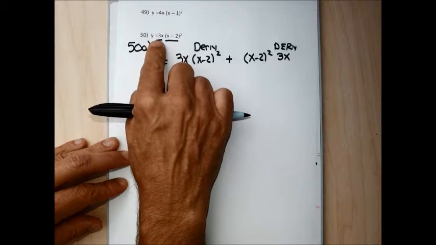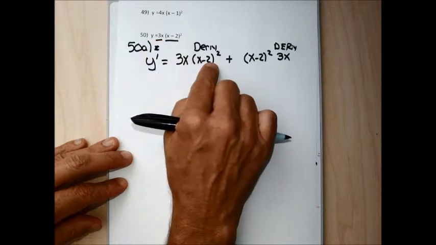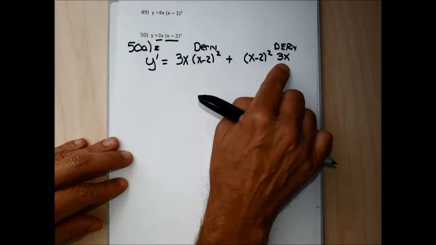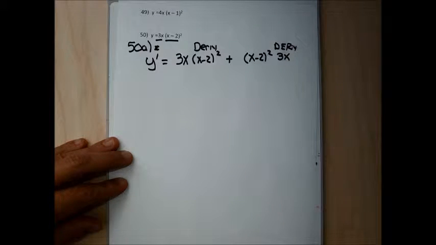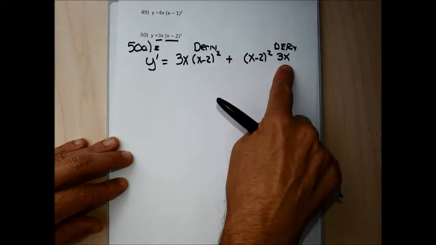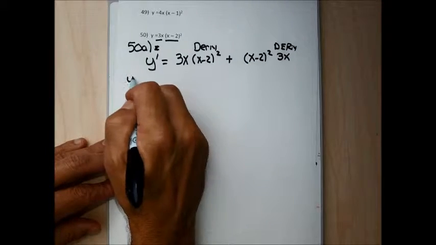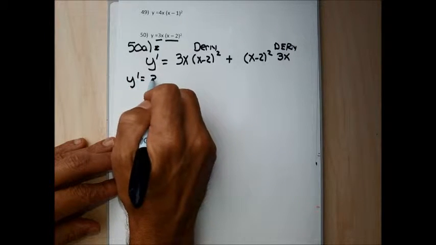The two factors are 3x and x minus 2 quantity squared. So one factor times the derivative of the other factor, in any order. So when I go to do my derivative here, I need to leave myself some room.